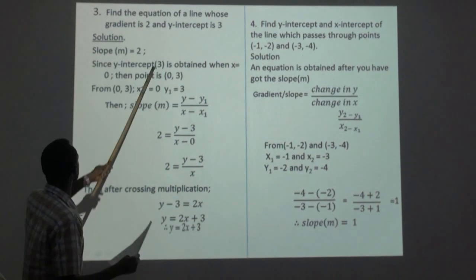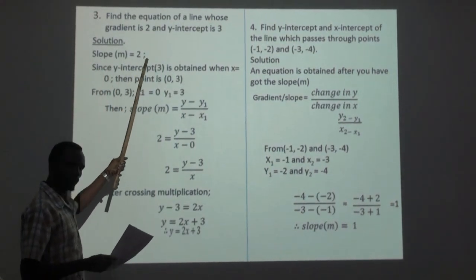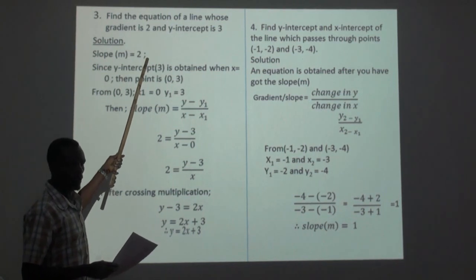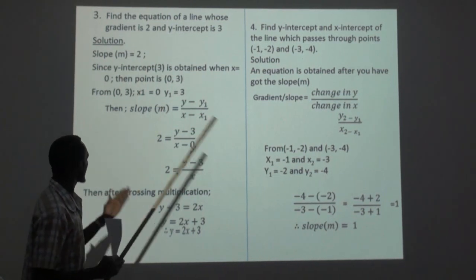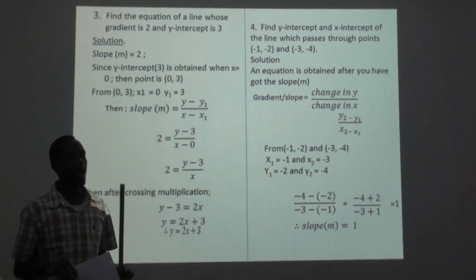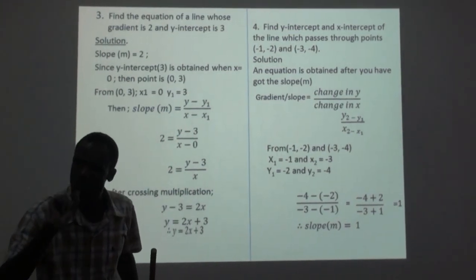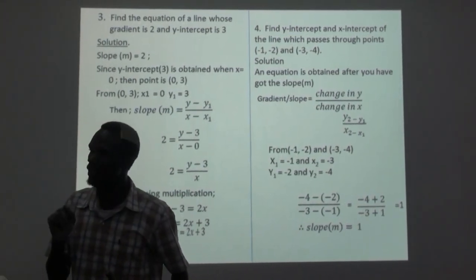How about our gradient, what is it? 2. Now, the slope is equal to what? To 2. Sound money? Yes. Now, if that is the case, we have been given the y-intercept. Remember, the y-intercept is obtained when x is equal to what? 0. That is our point.